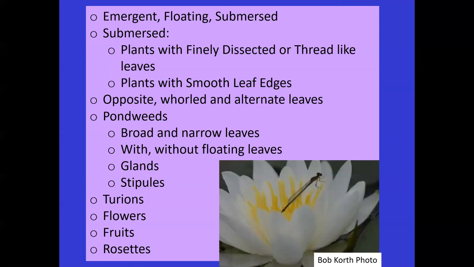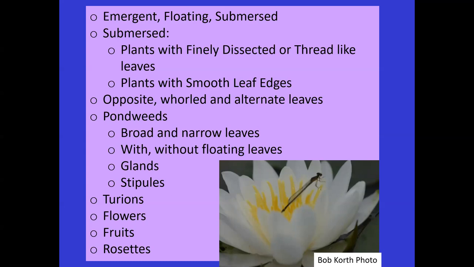Okay. Next, Paul. Okay, so Through the Looking Glass is mostly broken up into emergent, submersed, and floating leaf plants. So that's kind of how I organized this a long time ago. We are not going to really talk about too many emergent plants today, but we are going to talk about the submersed plants, and they are generally divided into plants with finely dissected or thread-like leaves. And you can think of those plants as if you imagine kind of a maple leaf and you take away all the leafy parts and you're just left with the veins.